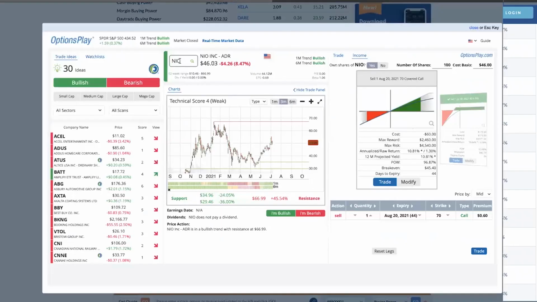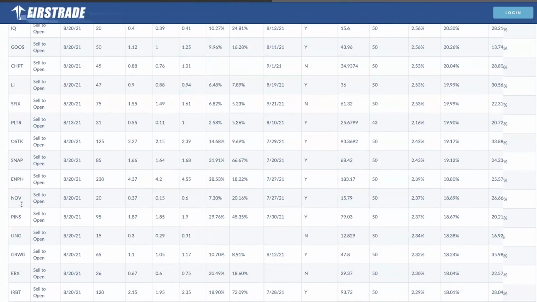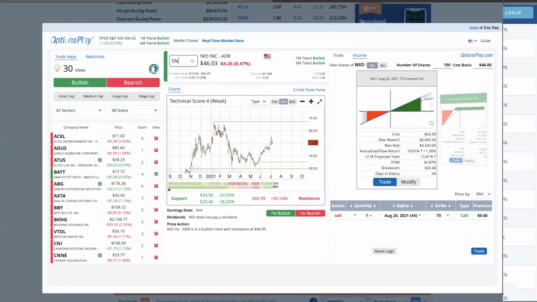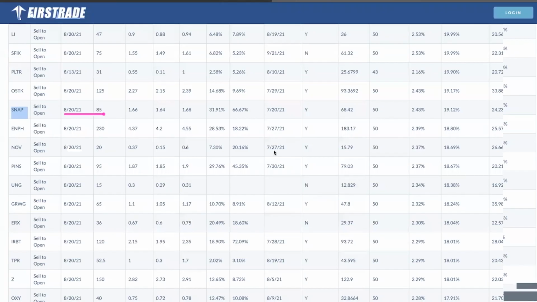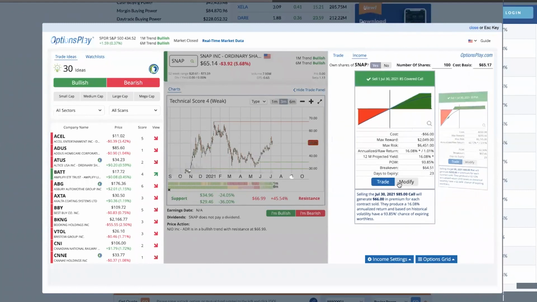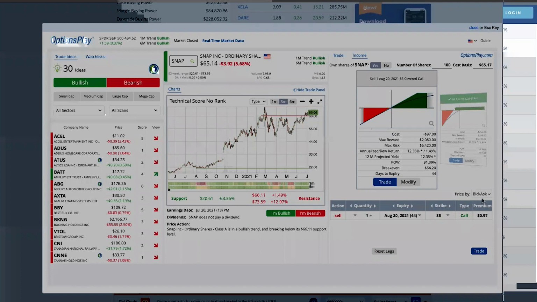Bring up Options Play so that you can type in a symbol that you're interested in. Let's say you are interested in, I don't know, I'll just do one last example. Let's do Snapchat. Let's say you like Snapchat or you own Snapchat. This is telling me to sell the August $85 strike price. So let's take a look at the August $85 strike price. Remember, click on the income tab when you go into Options Play. And then when you click on the modify button, we'll go to August 85.